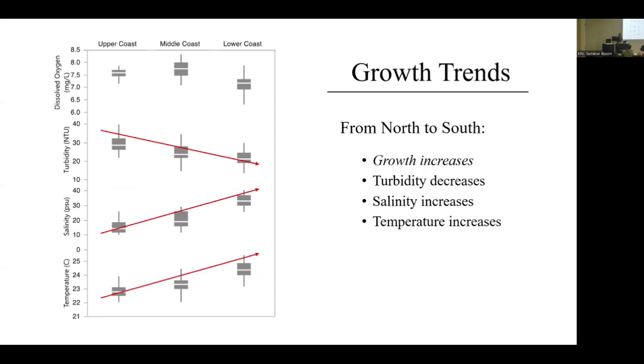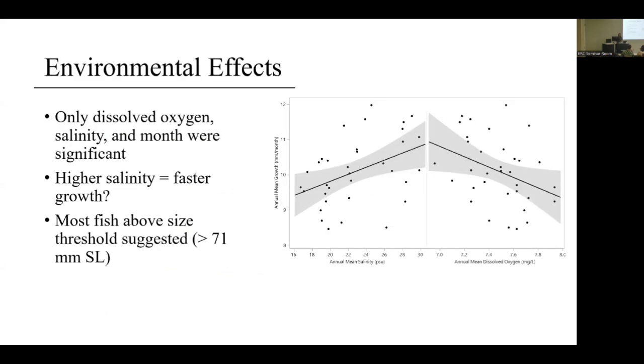So to further parse out how these were significant, or if they were significant in the model, we included these in, as I mentioned, our generalized additive model, and we determined that only dissolved oxygen, salinity, and month were significant for predicting rate of juvenile croaker growth.